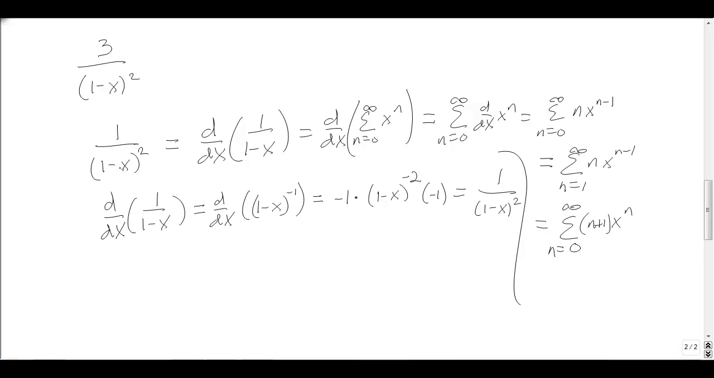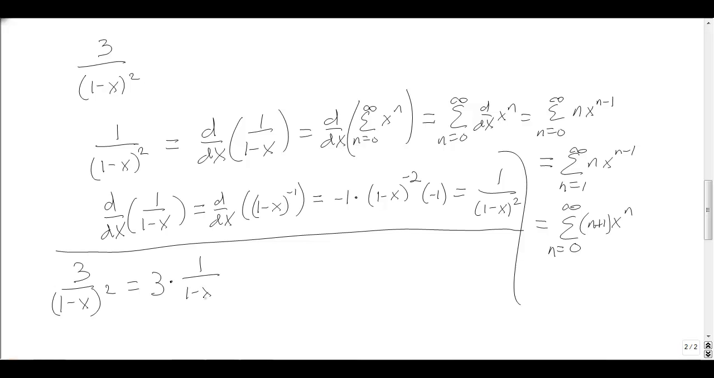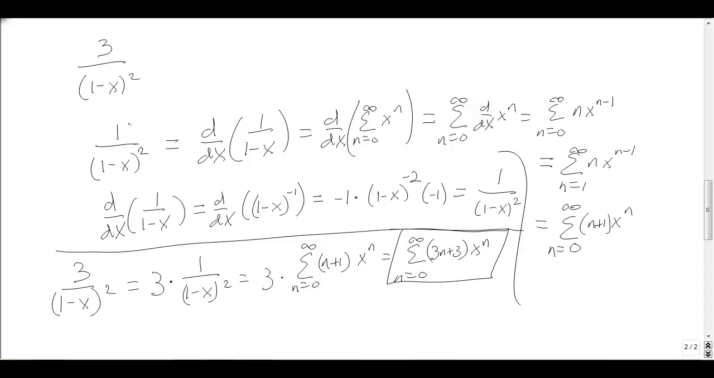So this is my series for 1 over 1 minus x, quantity squared. So I had to do some work there. I had to differentiate a known series. But once I get that, that tells me 3 over 1 minus x, quantity squared, is 3 times 1 over 1 minus x, quantity squared. That's 3 times the series n equals 0 to infinity, n plus 1 x to the n. And I could rewrite this by bringing the 3 inside. It's just 3n plus 3, or 3 times n plus 1, x to the n. So there's a power series for 3 over 1 minus x, quantity squared.